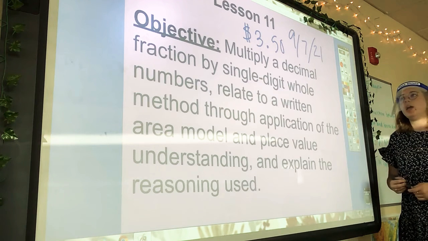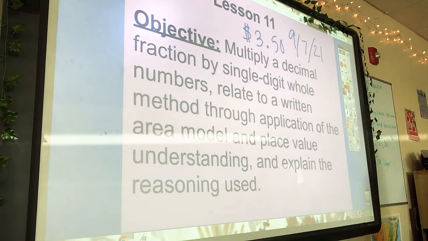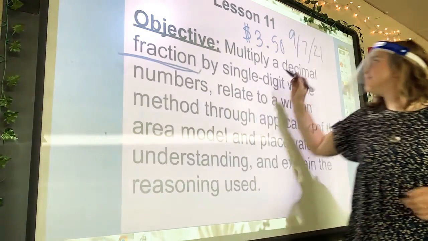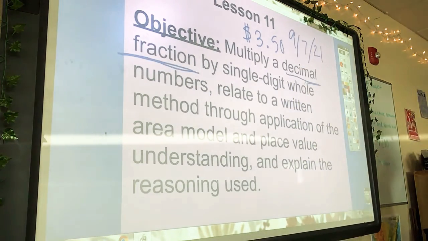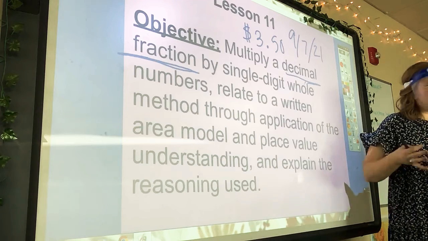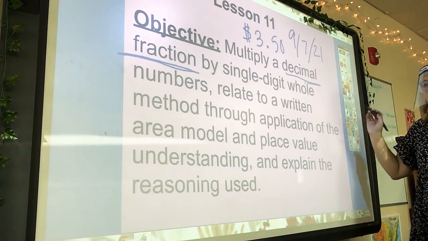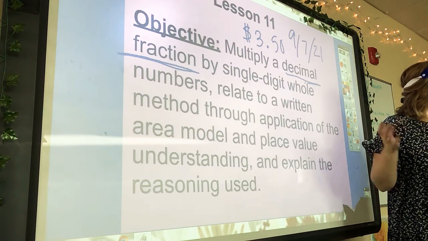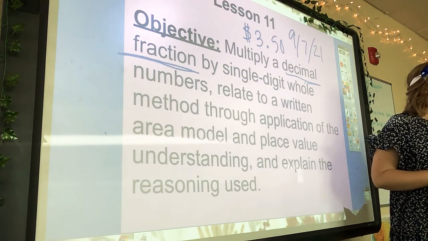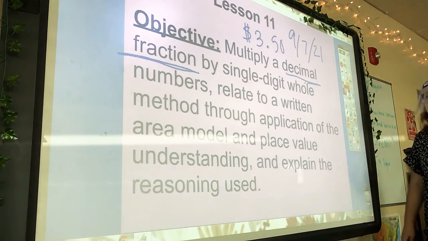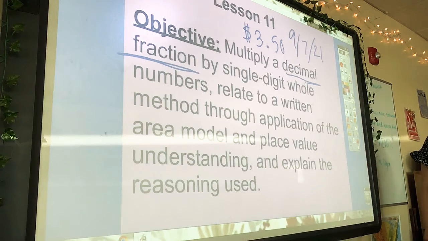No. Okay, so our objective is we're going to multiply a decimal fraction, which remember when we see that, our brain should go to, it's a fraction of a number, not like a fraction, but we're multiplying a decimal by single-digit whole numbers, so that's numbers like 4, 7, 8. Would 11 be included in that? No. Is 11 single digit? No, there are 2 digits there, right? So we're just doing numbers 9 and below, okay?